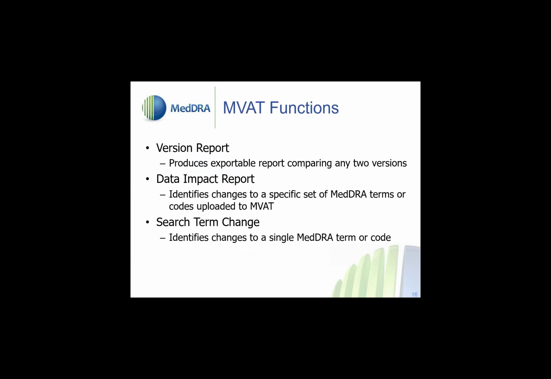There are three functions for MVAT. One is the version report, which produces an exportable report that compares any two versions of MedDRA in their entirety. The second is a data impact report, which will identify changes in a specific set of MedDRA terms or codes that you upload to MVAT. And the third is a search term change function, which will identify changes to a single MedDRA term or code.